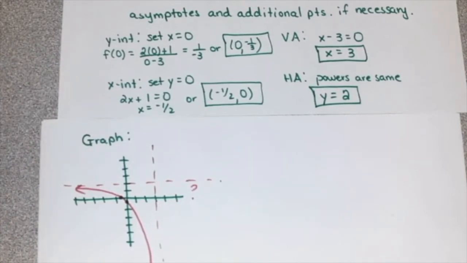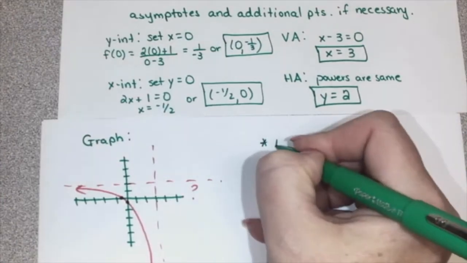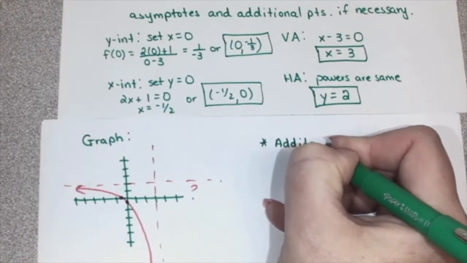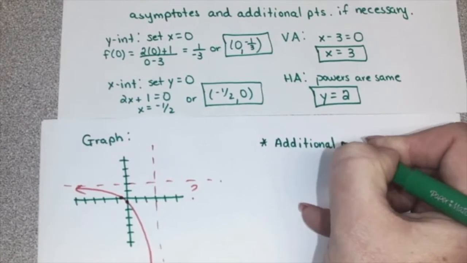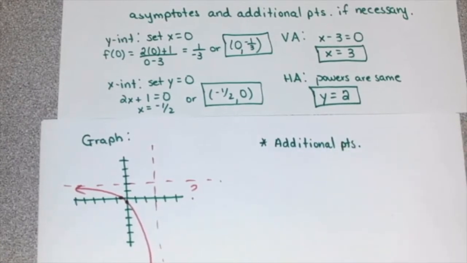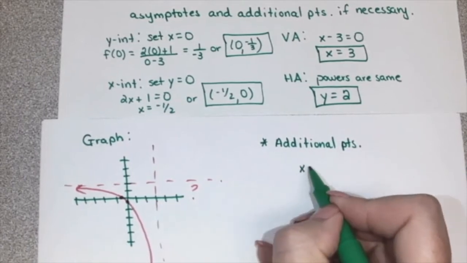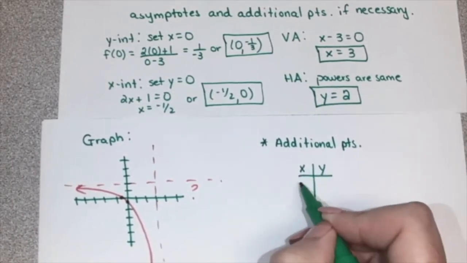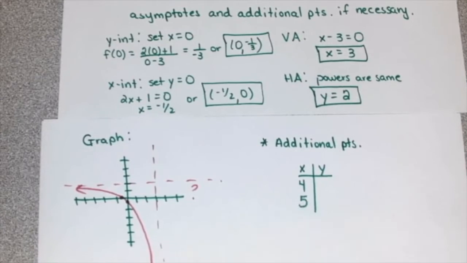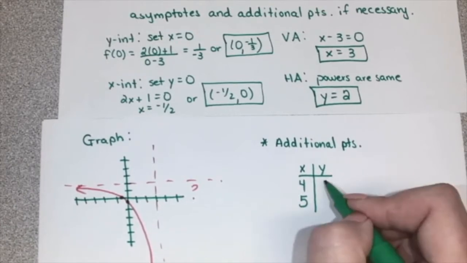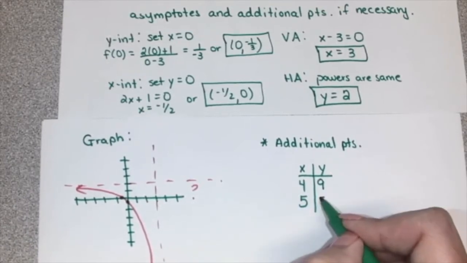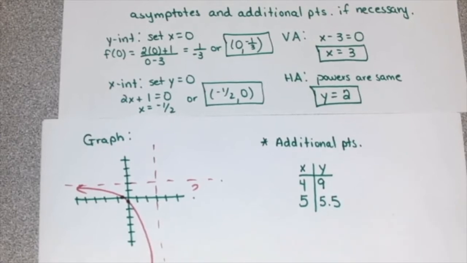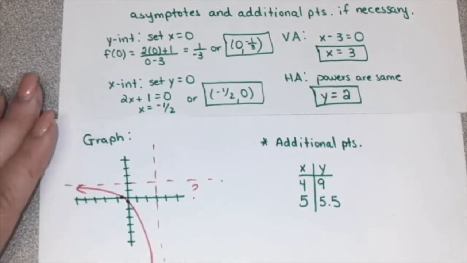Which additional points did y'all end up picking? You can pick anything you want as long as it's to which direction? Which direction should you probably be going with the points you choose? Something to the right. So I would probably choose 4 and 5 because they are literally the first two things I see to the right. And then how do you get the answers? Plug them in. So you should have gotten 9 here and you should have gotten 5.5 here. So let's graph that.